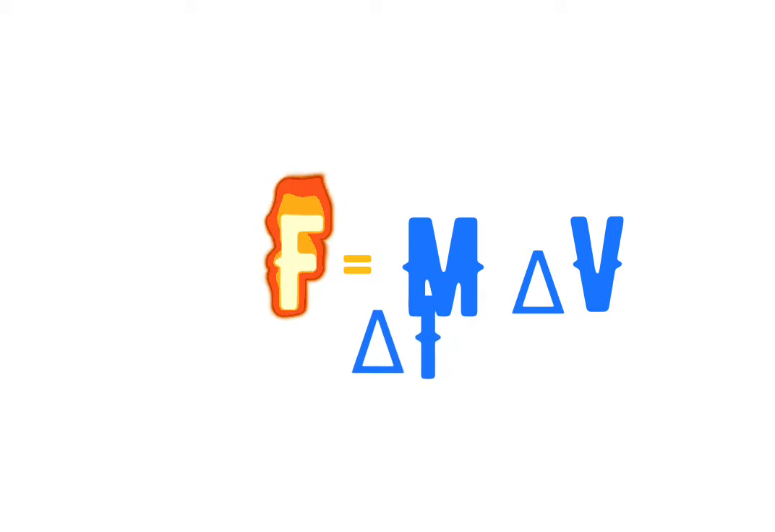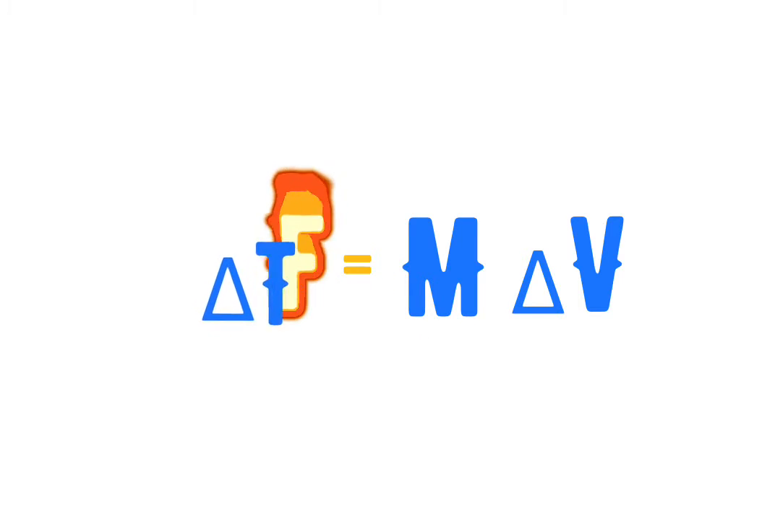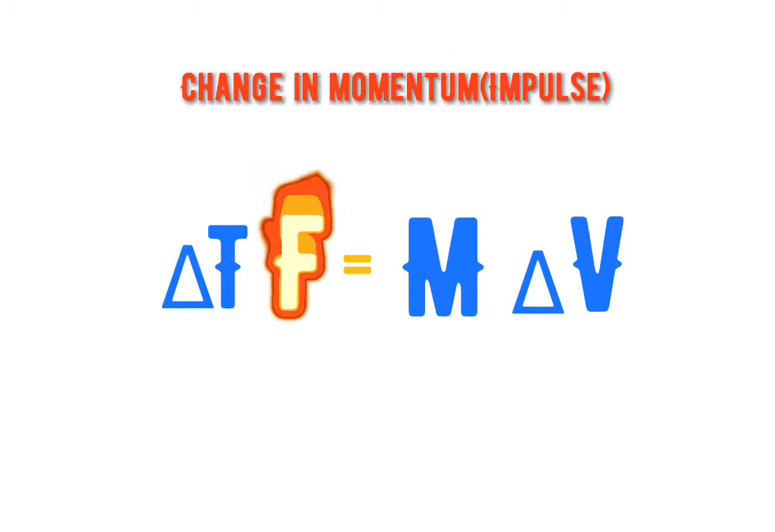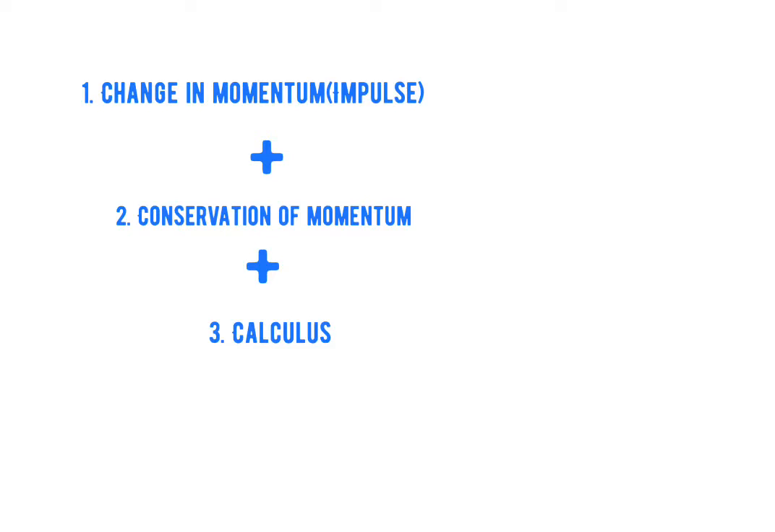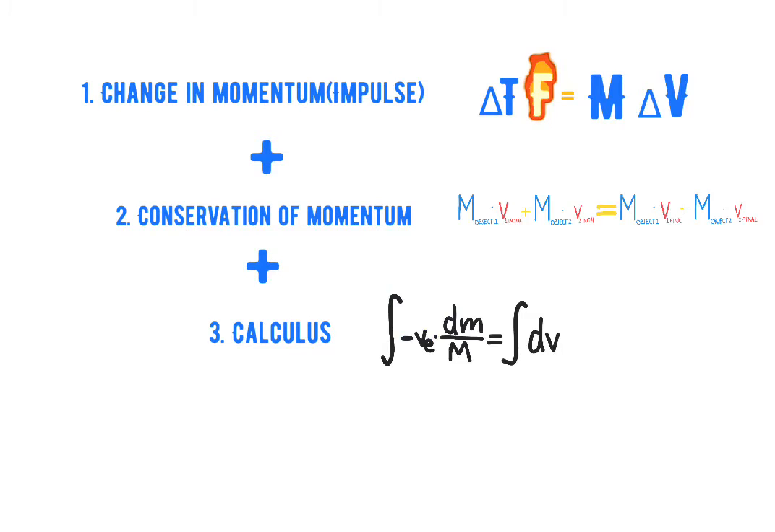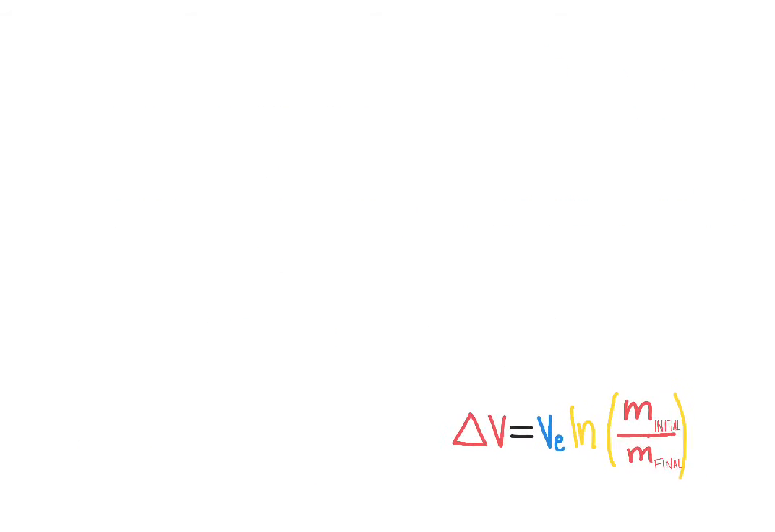Rearranging, this gives us F times delta t equals mass times the change in velocity, which is also the change in momentum of the object due to the force being applied. Taking this change in momentum, technically known as impulse, and adding it to the conservation of momentum and a little bit of calculus, we get the rocket equation.